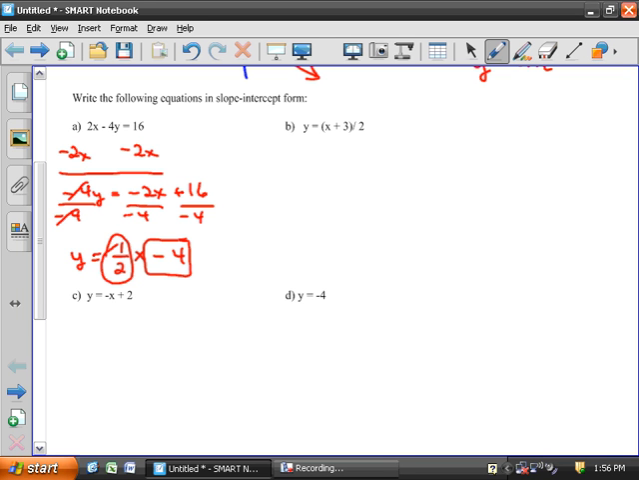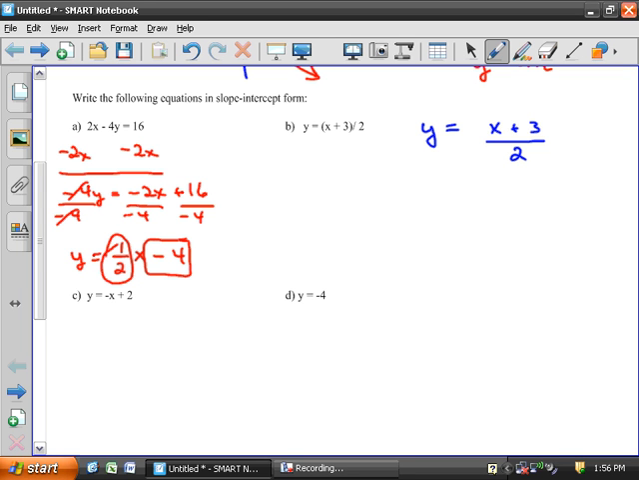I want us to practice right now just getting random algebraic linear equations into y equals mx plus b form. So let's look at a second one. y equals (x plus 3) all over 2. And I could write that this way: (x plus 3) all over 2. I didn't write it that way because the typing program I'm using didn't allow me to.